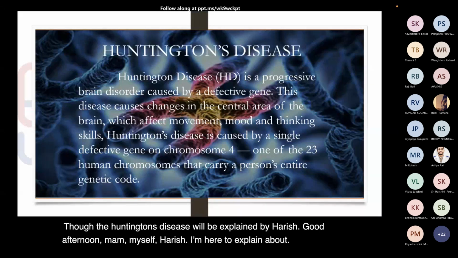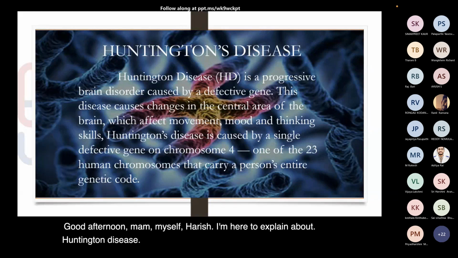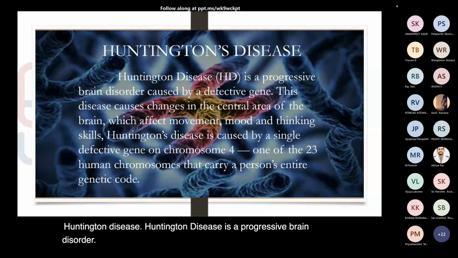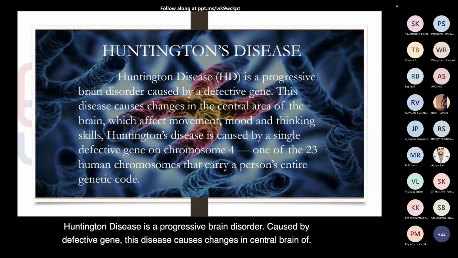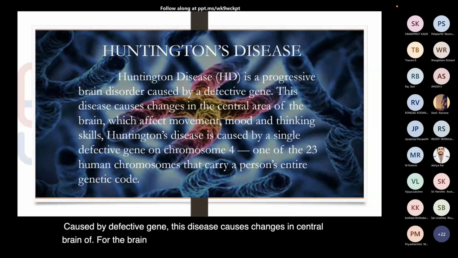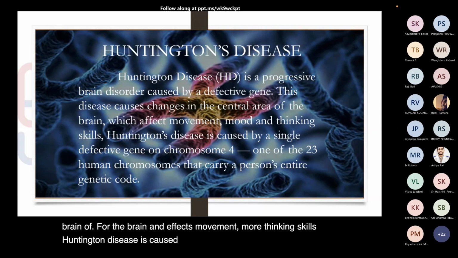Huntington disease. Huntington disease is a progressive brain disorder caused by a defective gene. This disease causes changes in the central part of the brain and affects movement, mood, and thinking skills. Huntington disease is caused by a single defective gene on chromosome 4, one of the 23 human chromosomes that carry a person's entire genetic code.